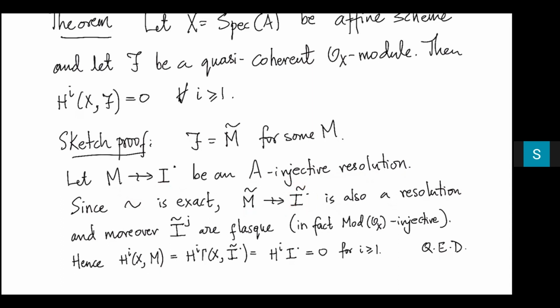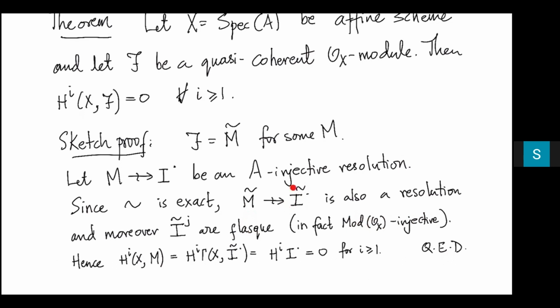It turns out that these I tildes are, one can easily show, flasque. Easily means you need a little bit of argument from using the fact that this consists of injective modules, but in fact, one can show that they are also injective in the category of OX modules. So in fact, you get an OX injective resolution. This is exactly the kind of resolution you need to measure cohomology.